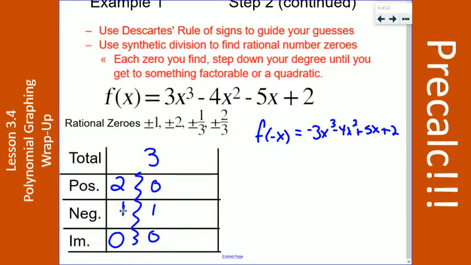Because we know we have to have at most, or exactly, 1 negative solution. So once we find it, we can ignore the rest of the negatives. All right, so let's do that. Let's start with negative 1. Negative 1, we put it in the box.